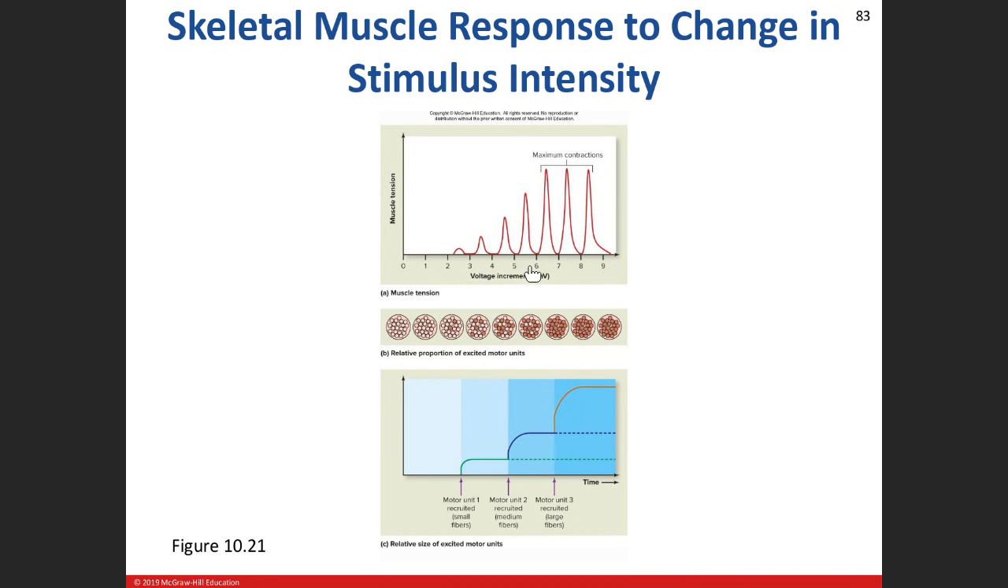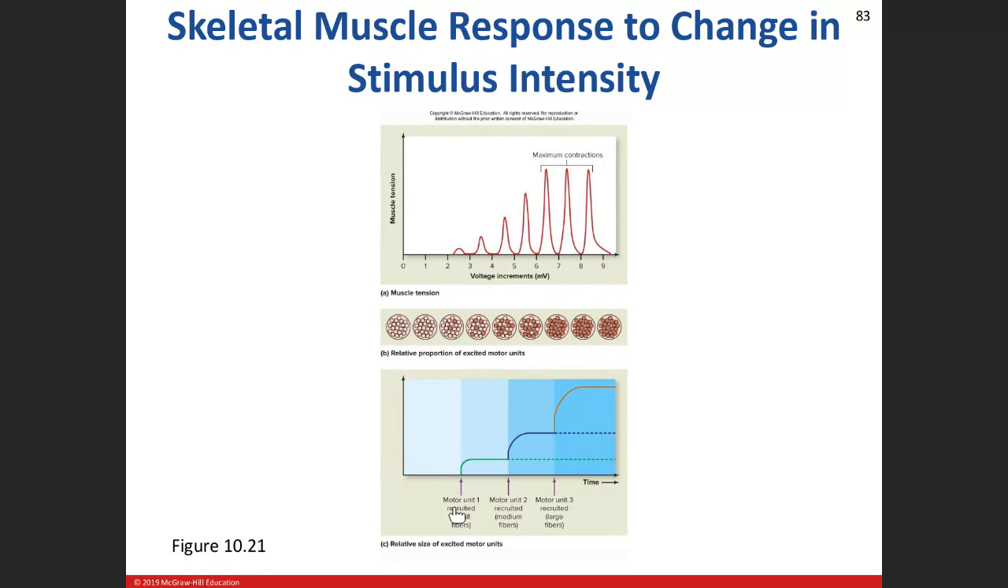You can see as we increase our voltage, we're recruiting more muscle fibers and getting them involved until we've recruited them all. And then we cannot generate any more muscle tension. Even though we keep turning up the voltage, we've recruited everything. There's nothing more that we can do. So we've actually peaked out here, right?